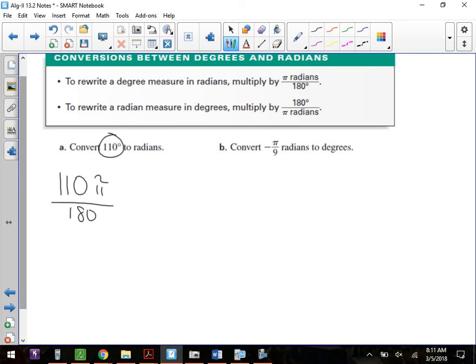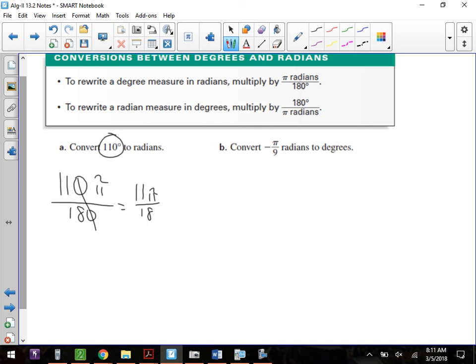And then you simplify the fraction. So if I have 110 over 180 with a pi in it, I simplify the fraction. Well, the zeros drop, and you get 11 pi over 18. And that's 110 in terms of radians. Okay. Same deal goes if you're working the other direction.